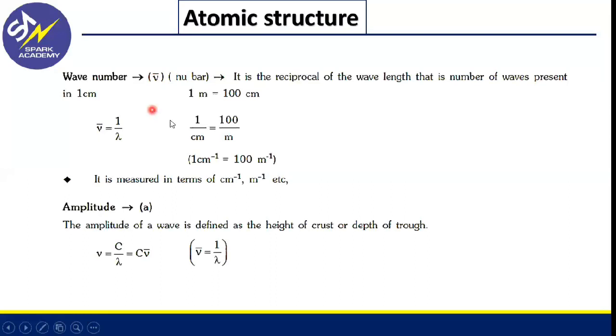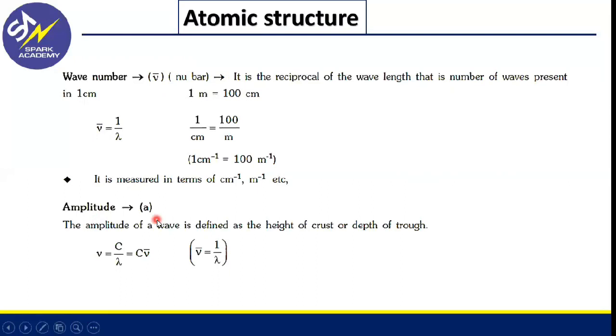So how is it written? Nu bar. This is not V. This curve should be there. This is what represents nu. V should be written like this, isn't it? This is what represents nu. Nu bar is called wave number.